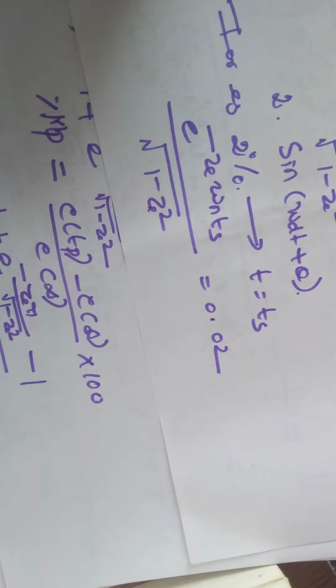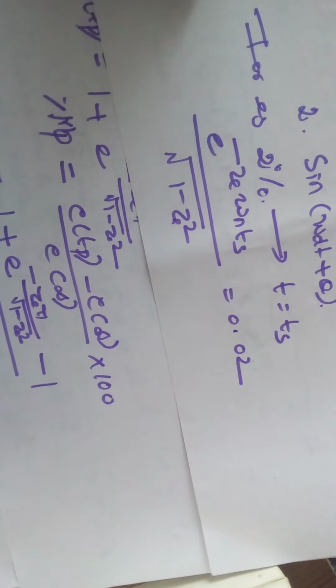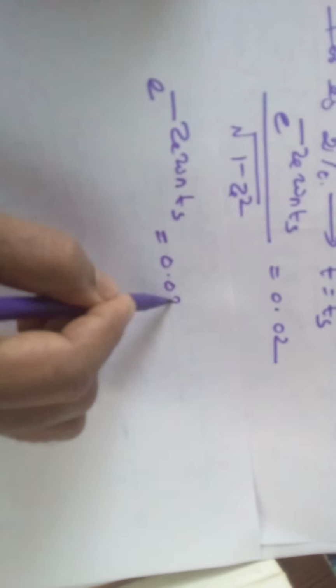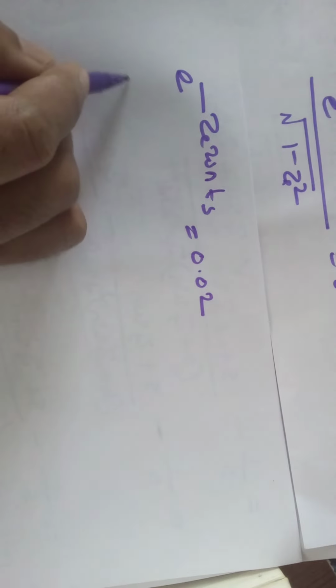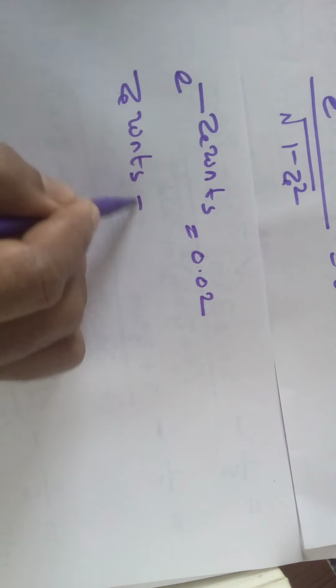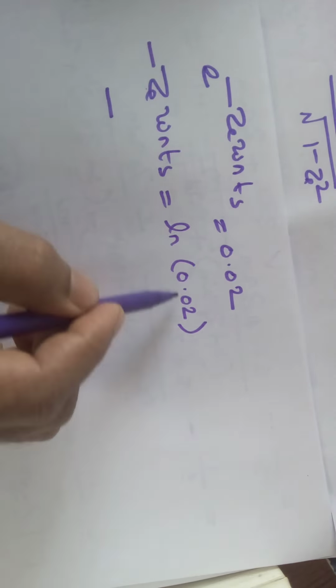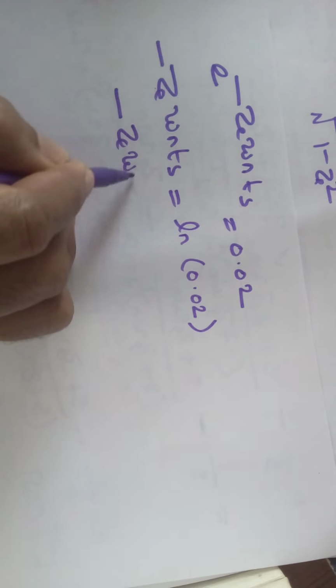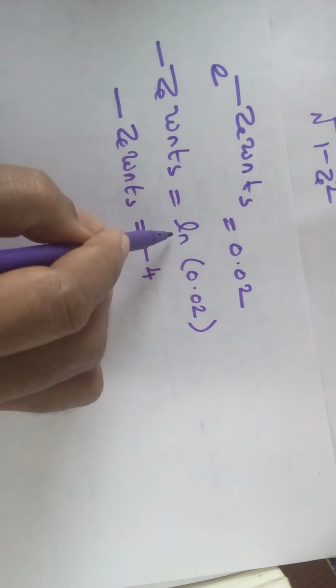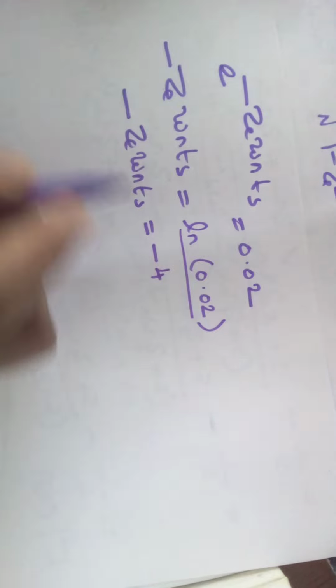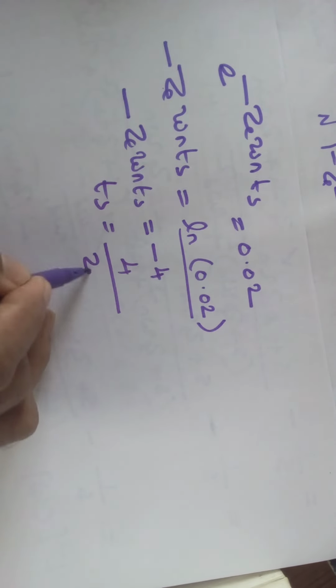For this least value of theta, we can write it as e power minus theta omega n into Ts is equal to 0.02. Suppose if you take the natural logarithm on both sides, you will get minus theta omega n into Ts is equal to natural logarithm of 0.02. Understood? The value of natural log 0.02 is minus 4. Therefore minus theta omega n into Ts is equal to minus 4, or we can write Ts is equal to 4 divided by theta omega n.